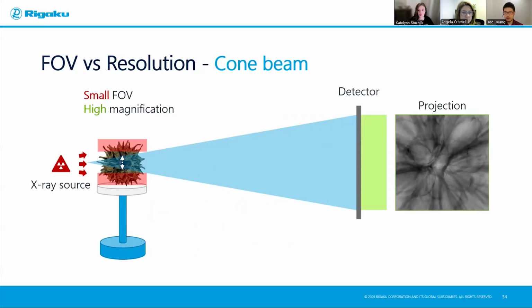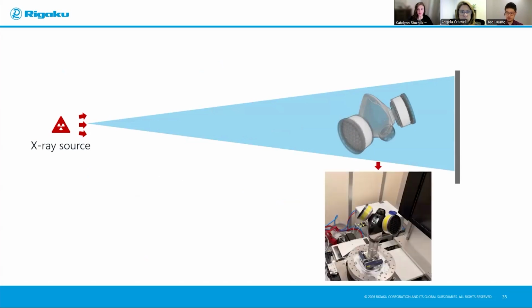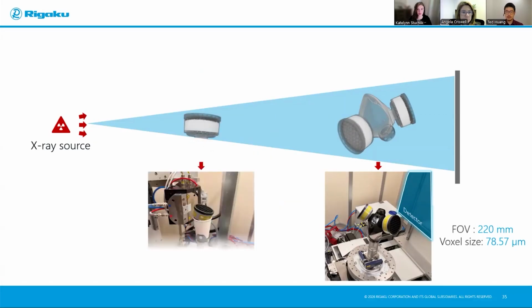So to bring out an example to give you more idea, what is the situation I was facing when I was scanning the respirator? When I was scanning the whole respirator, this is roughly where I put my sample. You can see there's a picture of how I mount the sample just on the pillar. It's quite close to the detector. So in this case, I was using a FOV setting of about 220 millimeter, with a voxel size resolution of 78.57 micron. When I was scanning the filter can, I scanned it here.